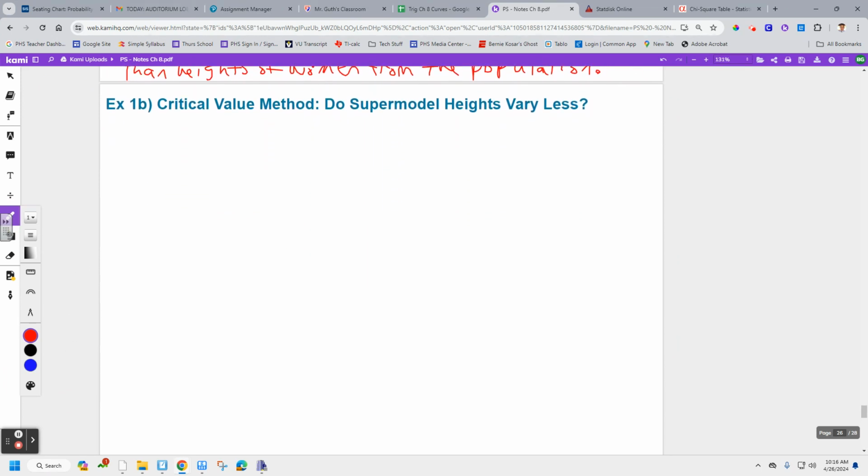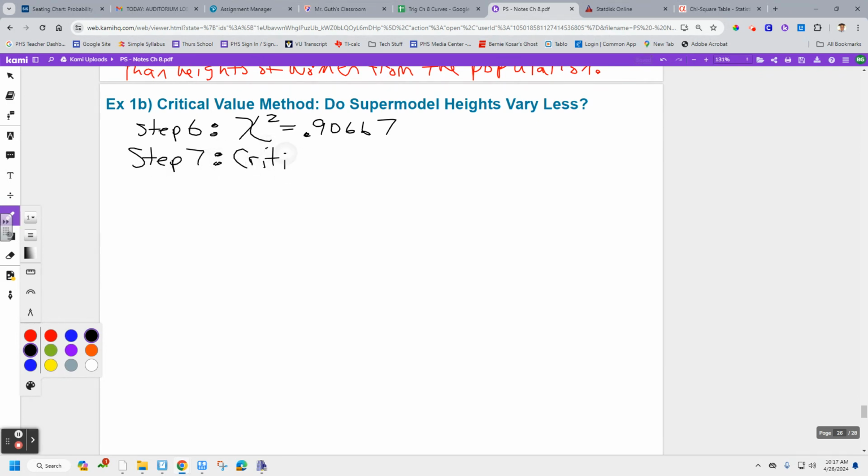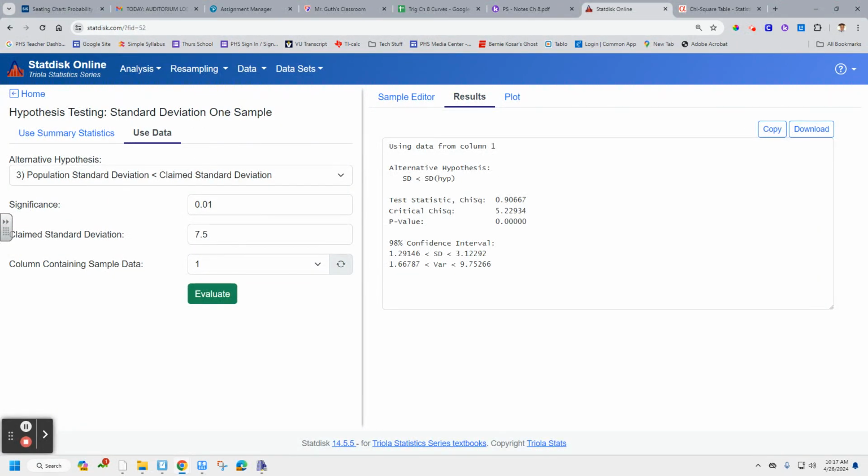1B is the same thing. It's just saying let's use the critical value method instead. So let's go back to step 6. In step 6, we found that test statistic of 0.90667. Step 7, instead of doing the p-value, if we want to do the critical value method, we've got this right here, 5.22934.